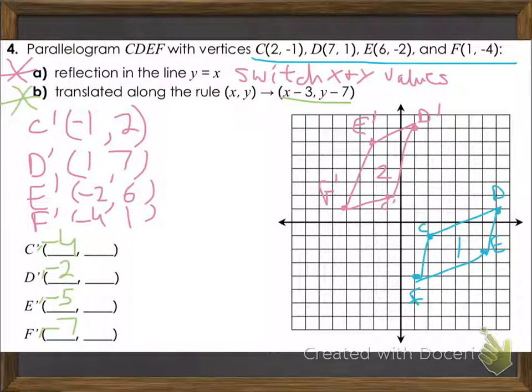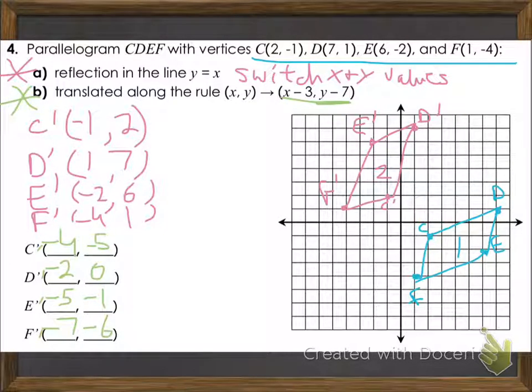So now for each of my y values, we're going to be subtracting 7 from every single one of these y values, the ones we just found. So 2 minus 7, that's going to be negative 5. 7 minus 7 is going to be 0. 6 minus 7 will be negative 1. And then 1 minus 7 is negative 6.